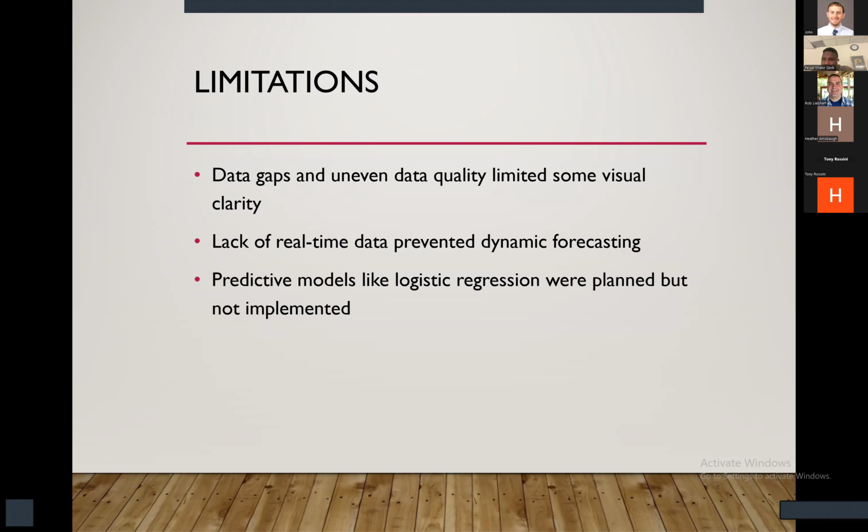Limitations. While this project has revealed meaningful spatial and temporal patterns of governance failure in Guinea and Burkina Faso, it's important to acknowledge the limitations that affected the scope and the depth of my analysis.